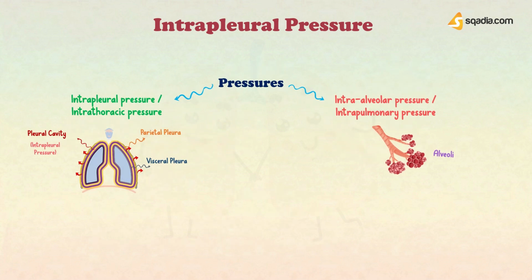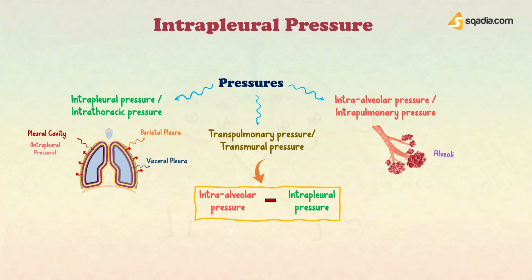Now, there's another type of pressure that is worth mentioning here. It's called the transpulmonary pressure, or transmural pressure. It is actually the pressure difference between the two pressures we just discussed, the intraalveolar pressure and the intrapleural pressure. You can say that it's the measure of the elastic forces in the lungs that tend to collapse the lungs at each instant of respiration, called the recoil pressure. So now you must have a better idea of how your lungs are prevented from collapsing.